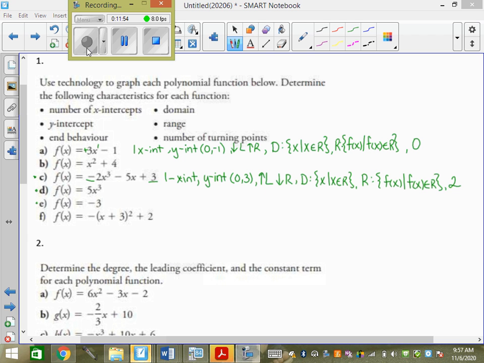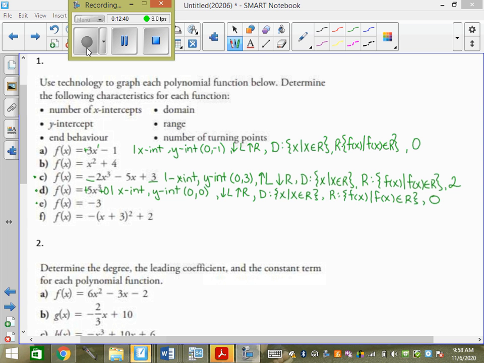Okay, what about f of x, 5x cubed? How many x-intercepts does it have? 1. What's my y-intercept at? 0. It's actually the x-intercept as well, right? Because if I don't have a constant, my constant is plus 0. So that's why my y-intercept is at 0, 0. I have a positive 5x cubed, so I know it's up on right, down on left. My domain is x an element of the reals. My range, because it's still f of x, is f of x such that f of x is an element of the reals. How many turning points does this one have?